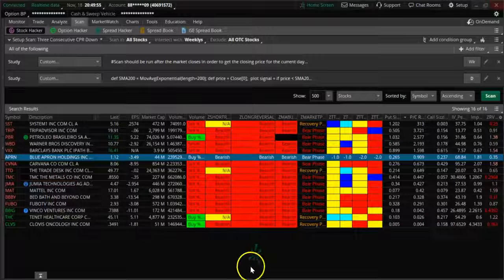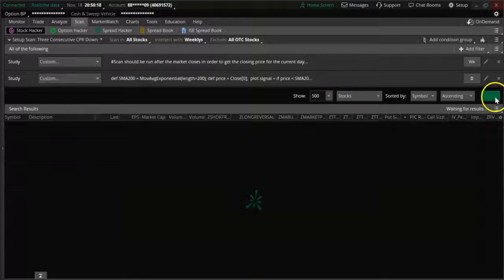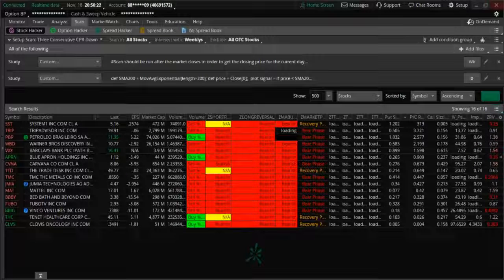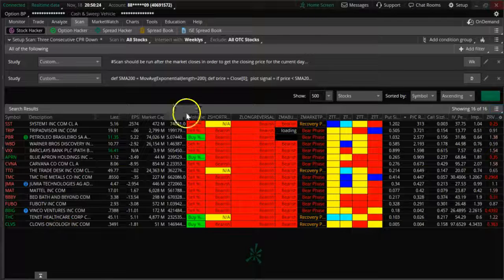So in this video, we're looking at a 3 CPR down scan, where you want to look for CPRs going down, and then you want to indicate that the stock is bearish. Okay, so we're only scanning weekly stocks with weekly options, and then we are doing a weekly CPR scan, and then stocks below 200 SMA, right? So with all these conditions, we are doing 3 CPR. Okay, we're going to start by market cap.